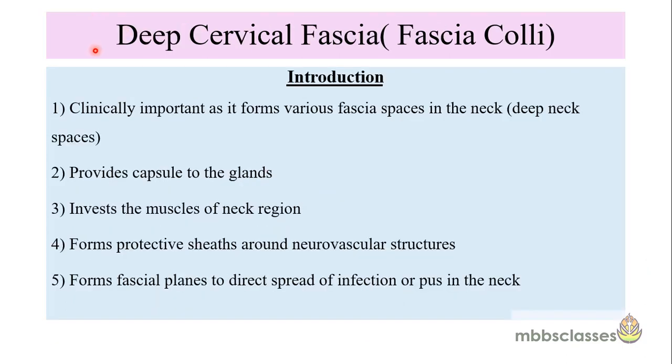The second component of the cervical fascia is the deep cervical fascia. Deep cervical fascias are clinically important because they contribute to the formation of the various fascial spaces in the neck, or the deep neck spaces. Moreover, the deep cervical fascia, which is also called the fascia colli, provides a capsule to the glands. It invests the muscles of the neck region, provides protective sheaths around the very important neurovascular structures running through the neck, and it forms the fascial planes that direct the spread of infection or pus in the neck.